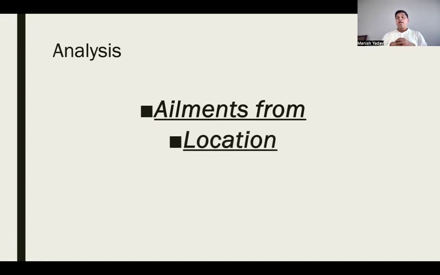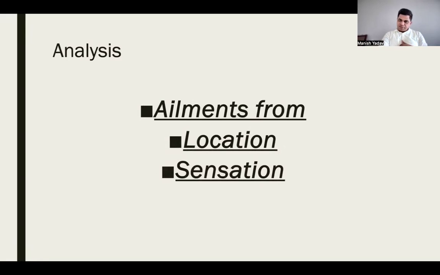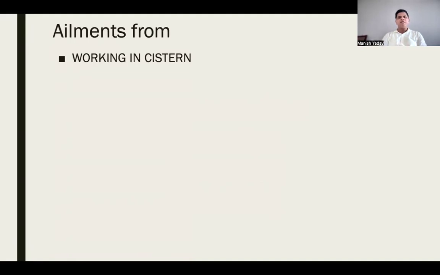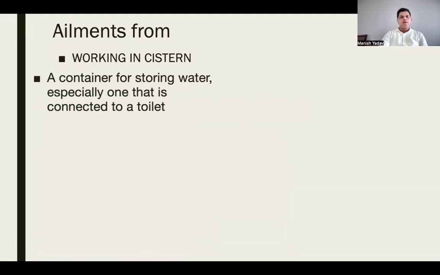Second is location. Okay, now the patient has come. What are the areas that are being affected? Okay, the local parts. If there are certain subjective sensations, modalities, of course, ailments from. What is ailments from? Working in cistern. What is a cistern? A container for storing water. Just imagine, 25 years he was exposed. From there, his health is deteriorating.